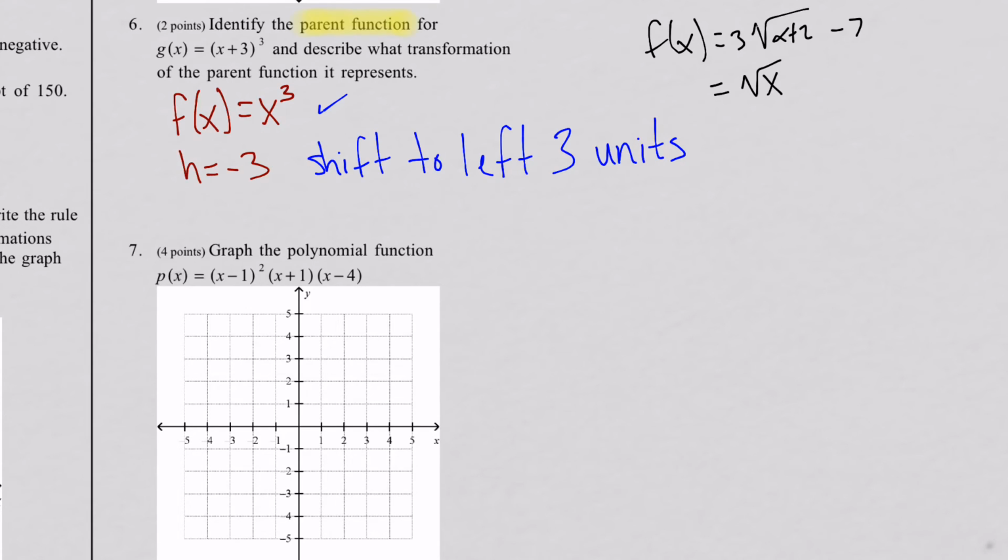you would say that the parent function is radical x. That's it. What type of function is it? It's a square root function. So what's the parent? That one. And so on. Whatever function I give you, look for the most basic one.